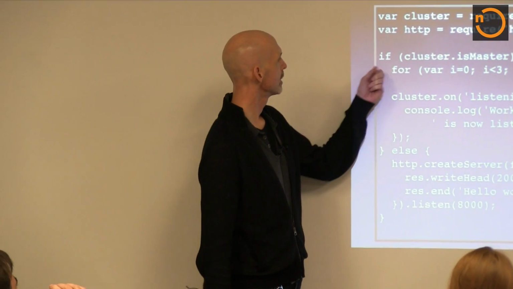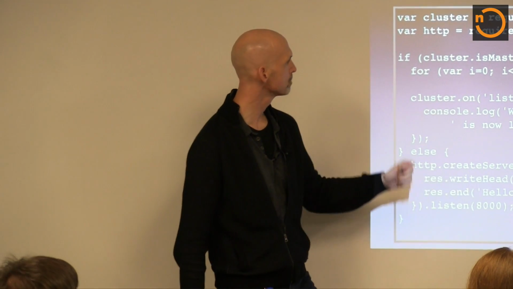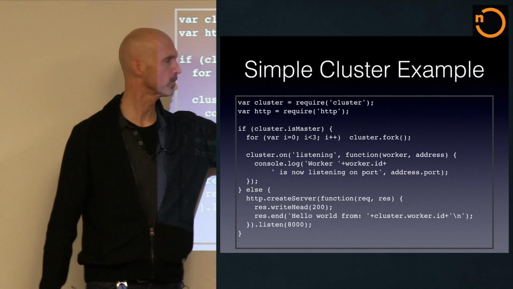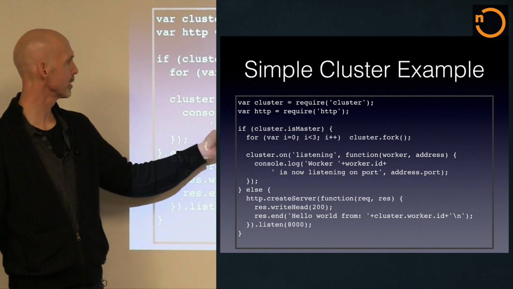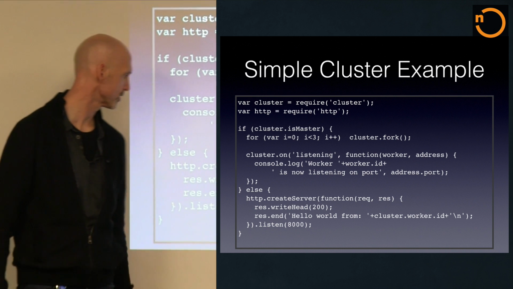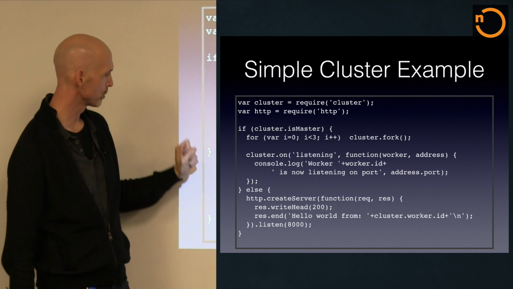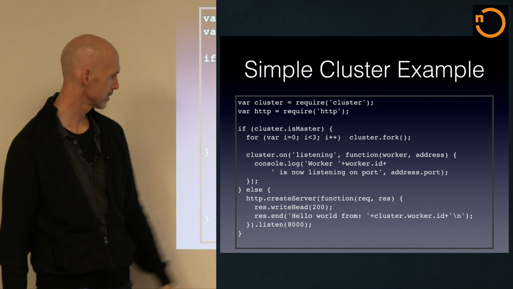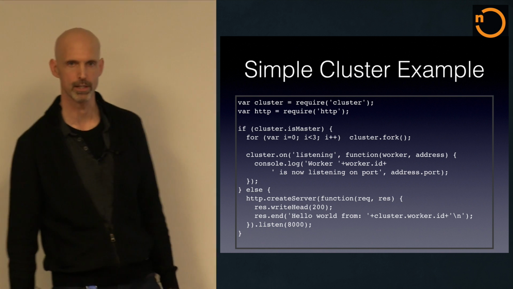So here's a little simple cluster example. The cluster object will tell you if it is a master or a worker. If we're in the master, then we're going to fork off just 3 forks, and we have an event for listening. Once the workers are there, we just say that this worker is listening. And here's what each worker will do. If we're not a master, we are a worker. They each create a server that's listening on a port, 8000. And the master will just print out each one that's listening when it gets the event.